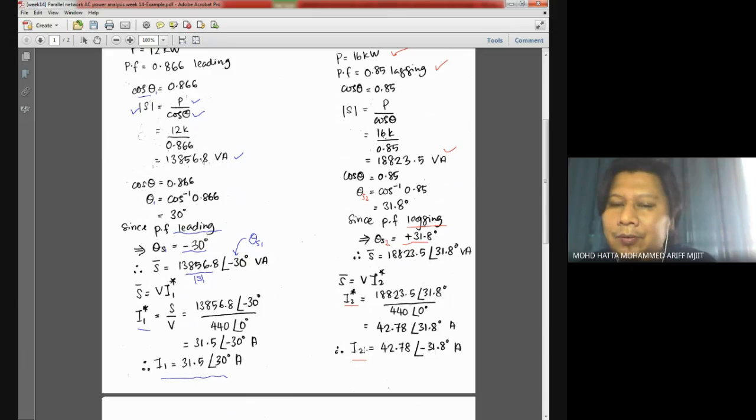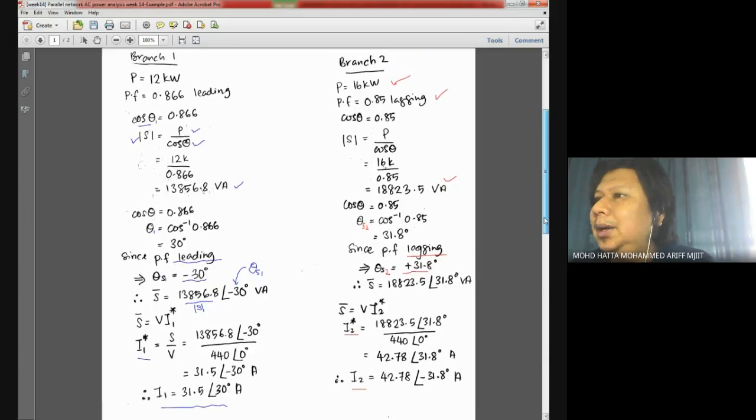To get the actual value of I2, I just take the opposite, actually it's the conjugate. The proper way to say it is the conjugate, but I'm afraid that if I say conjugate, you will refer to this one. So that's why I take it as the opposite value of my conjugate angle to get the actual value of my I2. Okay, that's for branch number 2.